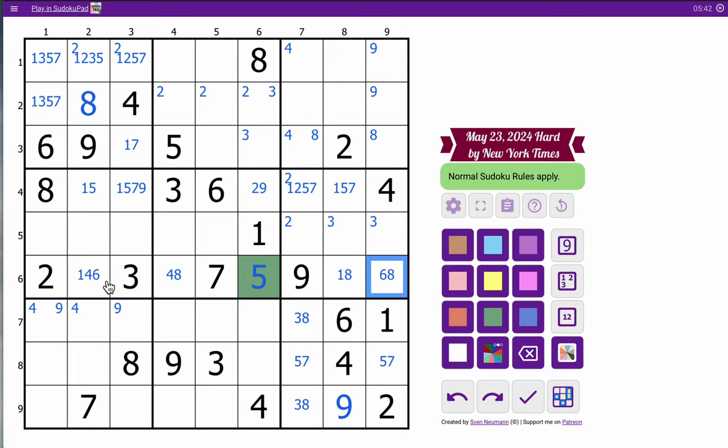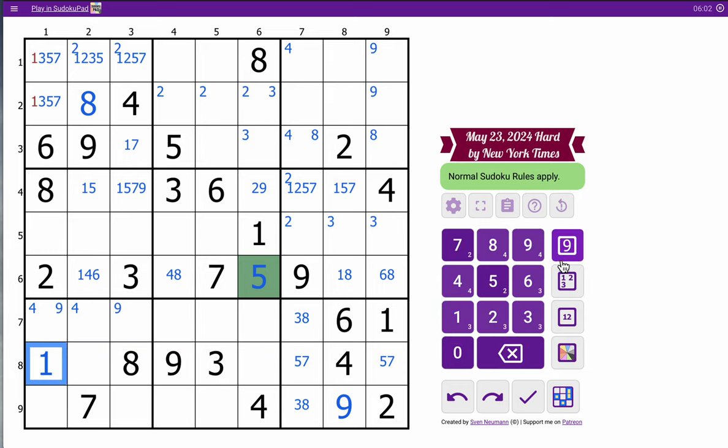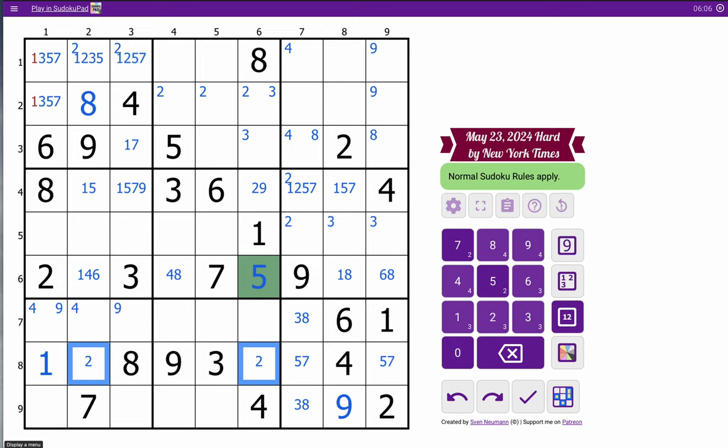Four, six, eight, and that is a perfect quadruple. I think there's only two places for each of the digits, but they all cross a region. But row 8 looks promising. I've got 3, 4, 5, 7, 8, 9. Those cells are 1, 2, and 6. This can't be 2 or 6. It's a 1. These two are 2, 6 to complete row 8.